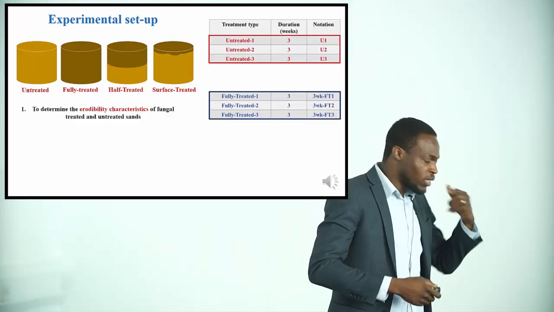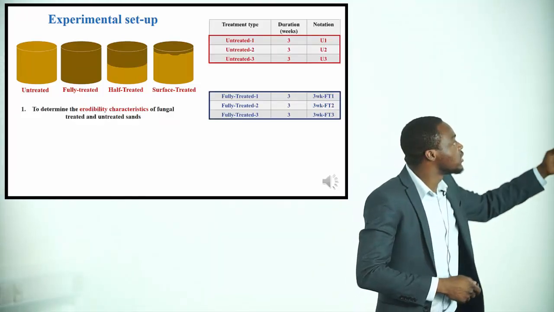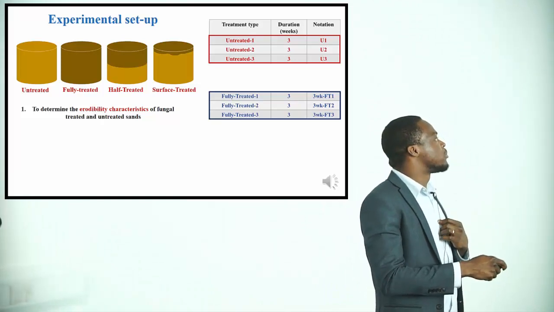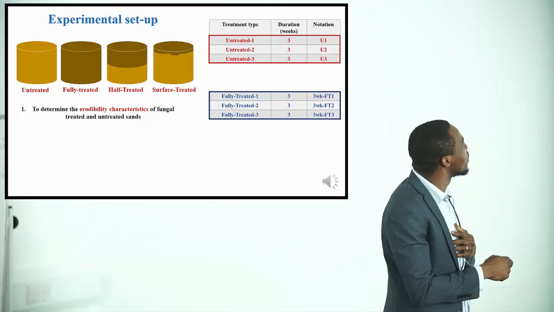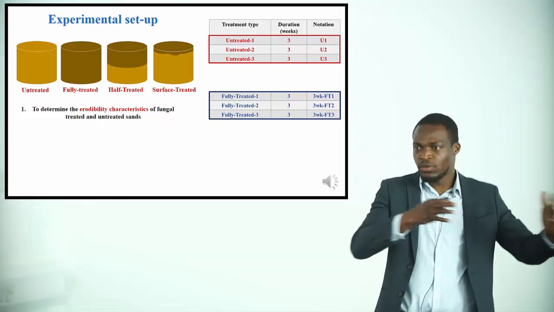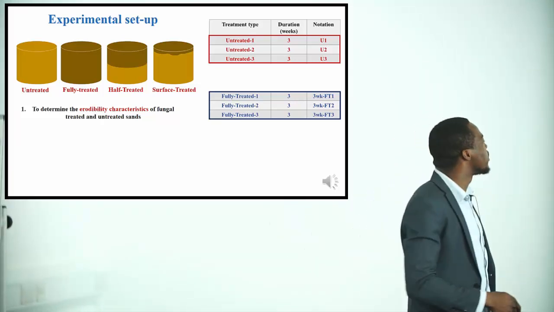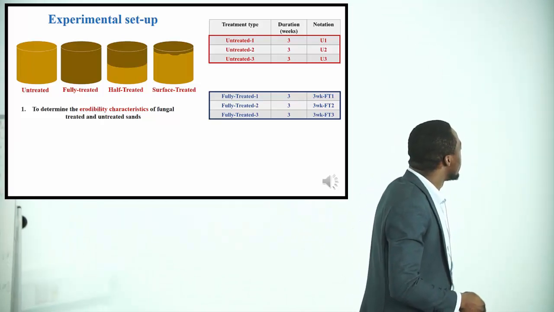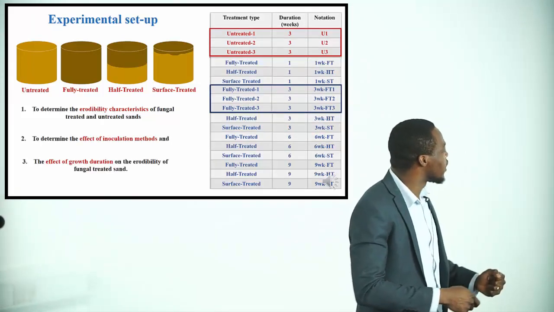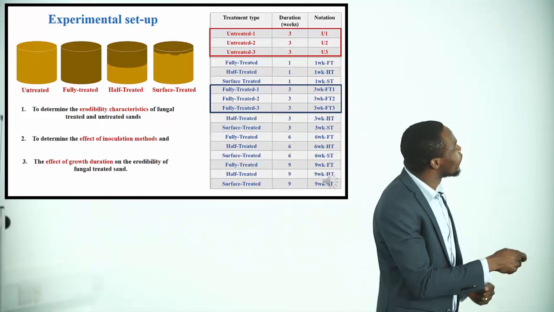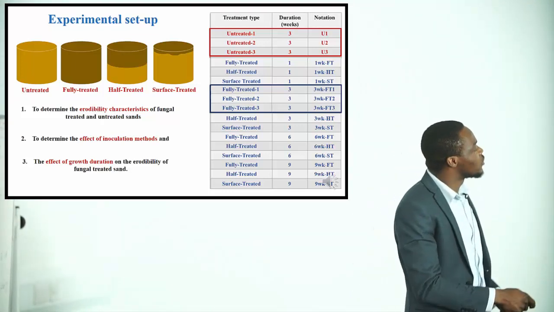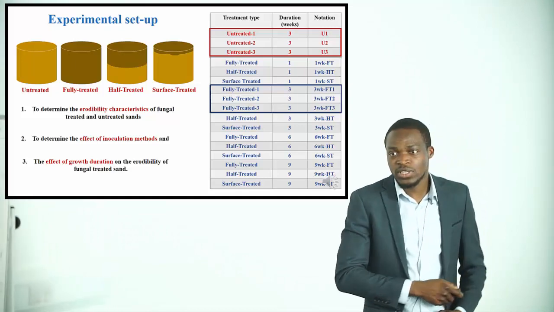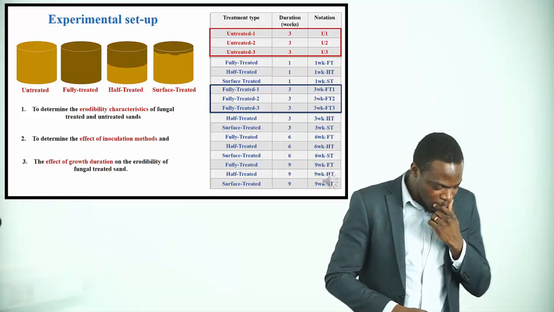So for the first objective, which is to determine the erodibility characteristics, we prepared untreated specimens in triplicate and fully treated specimens, that's this one and this one, in triplicate, just to investigate what's happening with changes in erodibility. And to look at the effect of inoculation methods and growth duration, we now had the fully, the half and the surface treated specimens prepared across 1, 3, 6, and 9 weeks for all of the specimens.